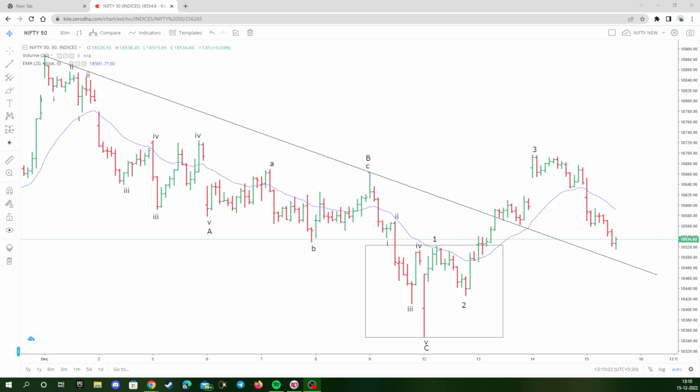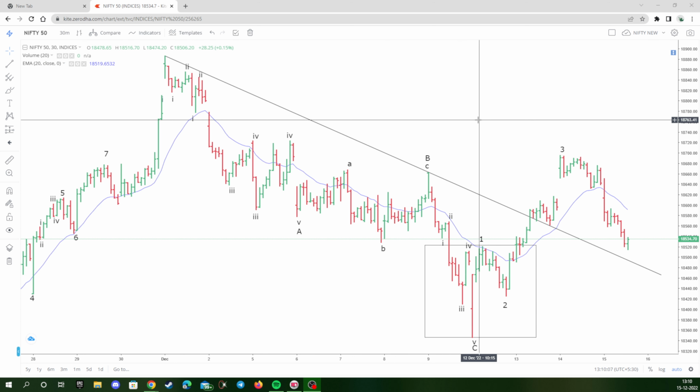Welcome back to a quick intraday update. Right now, I have this chart of Nifty 50, and this is a 30-minute chart of the index.